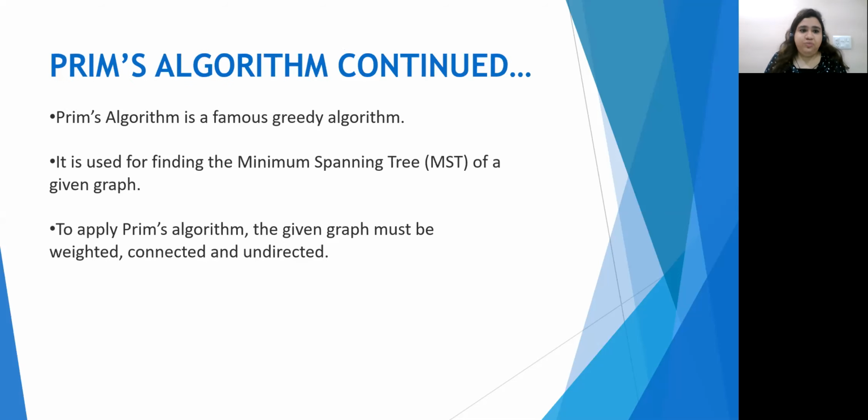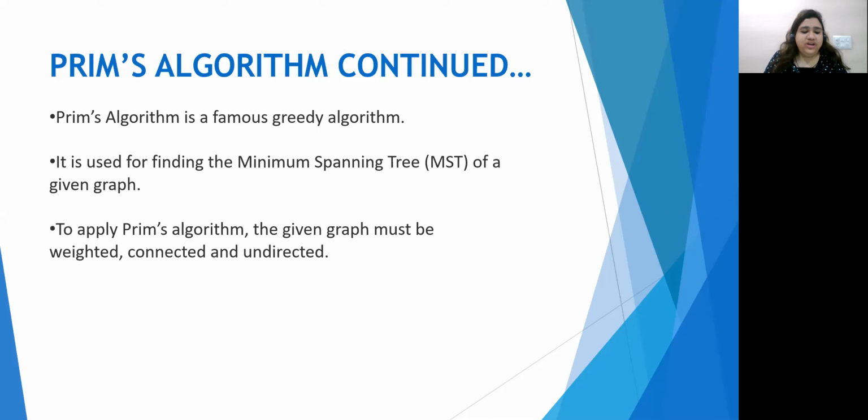Prim's algorithm, as you all must be aware, is a famous type of greedy algorithm. It is used to find the minimum spanning trees of a given graph. To apply Prim's algorithm, the given graph must be weighted, connected, and undirected.